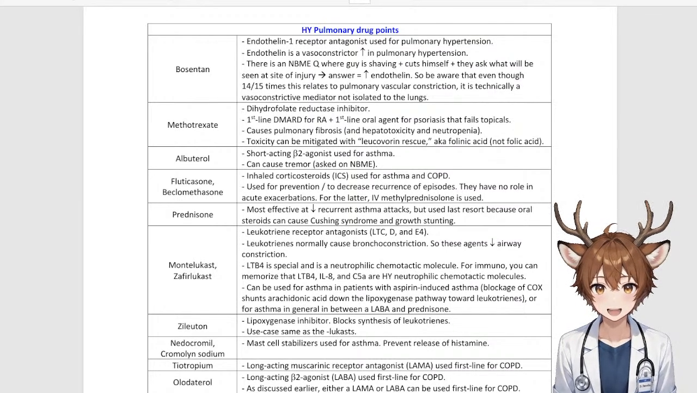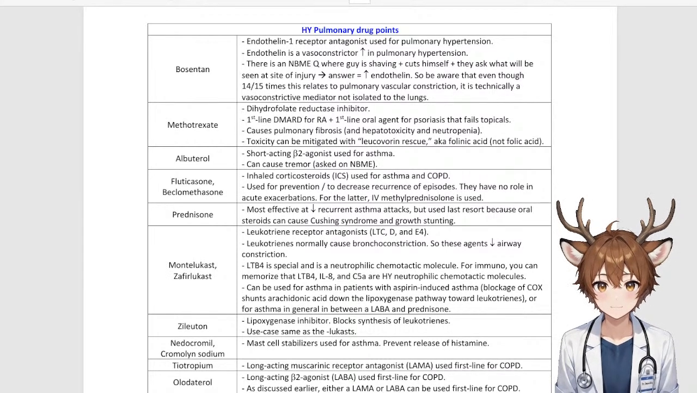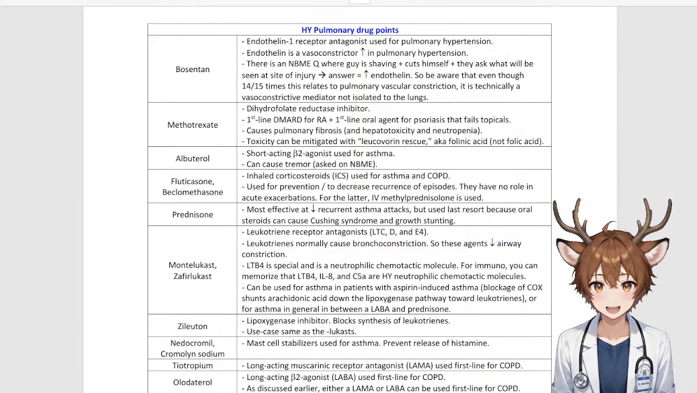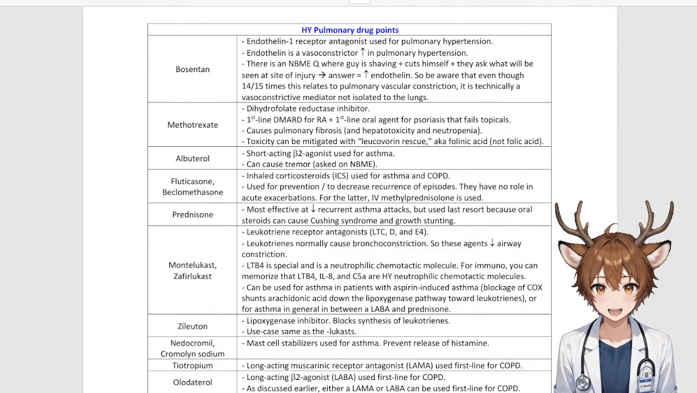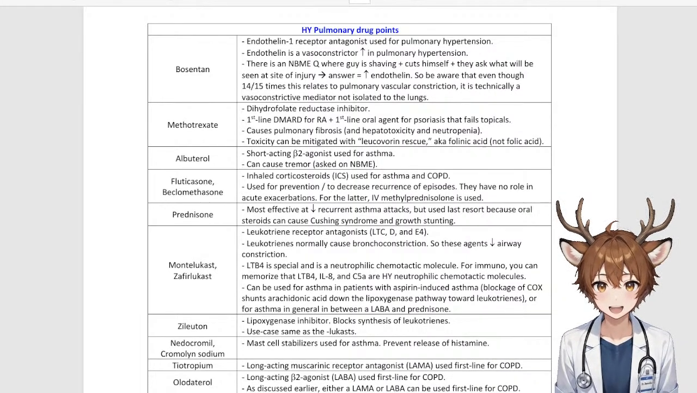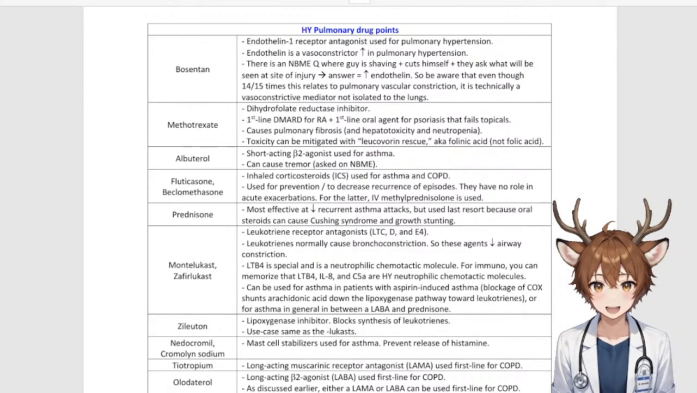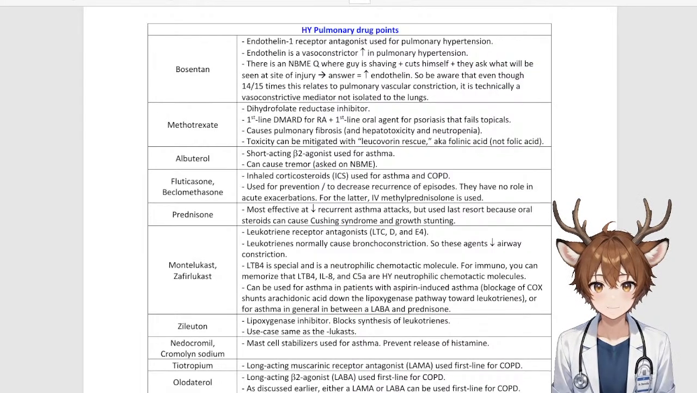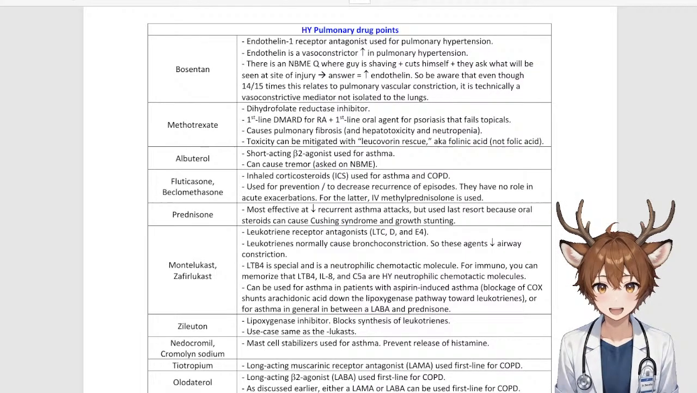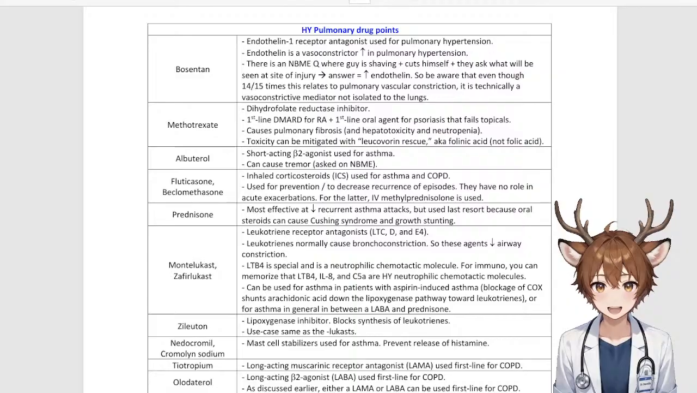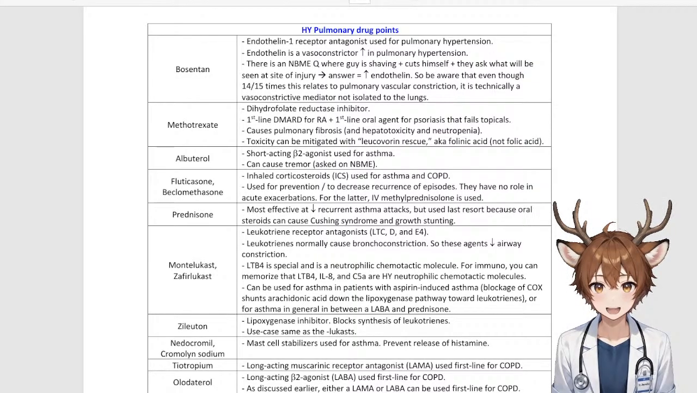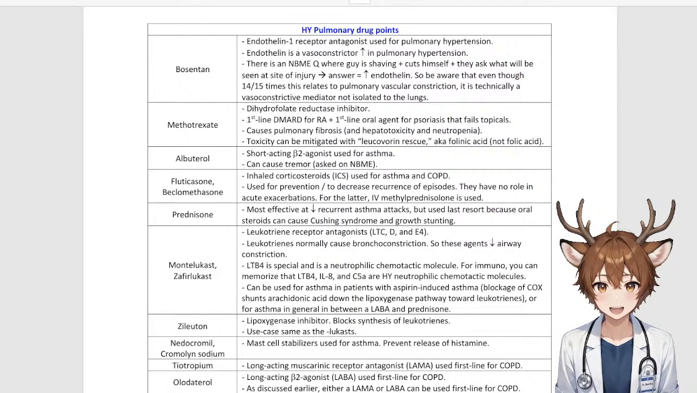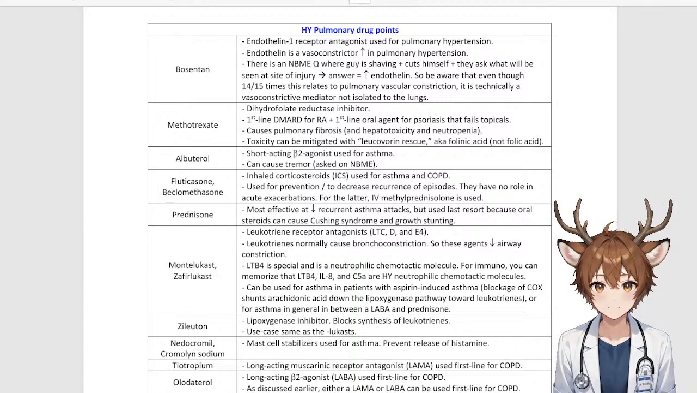Fluticasone and beclomethasone, inhaled corticosteroids used for asthma and COPD, are used for prevention, to decrease recurrence of episodes. They have no role in acute exacerbations. For the latter, IV methylprednisolone is used. Prednisone is most effective at decreasing recurrent asthma attacks, but is used as a last resort because oral steroids can cause Cushing syndrome and growth stunting.